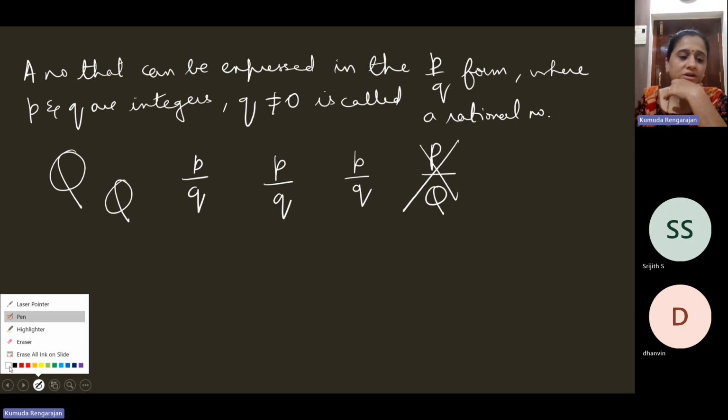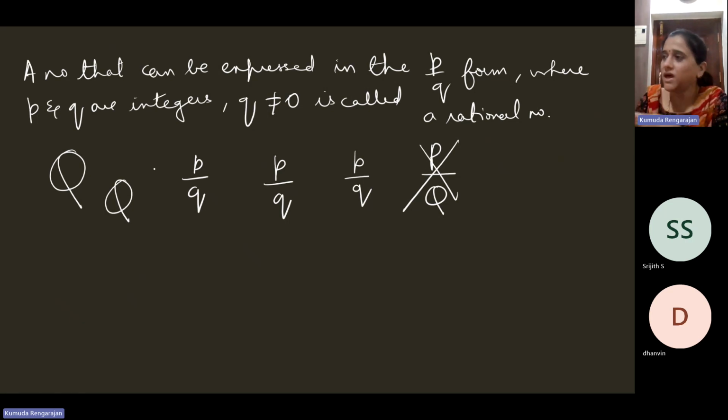Then coming to irrational numbers. Numbers that do not have a P by Q form, where P and Q are integers, Q not equal to 0, are called irrational numbers. So then how will they look like? We'll see. If a number has a P by Q form, it's a rational number. If a number does not have a P by Q form, integer by integer form, then it's an irrational number.